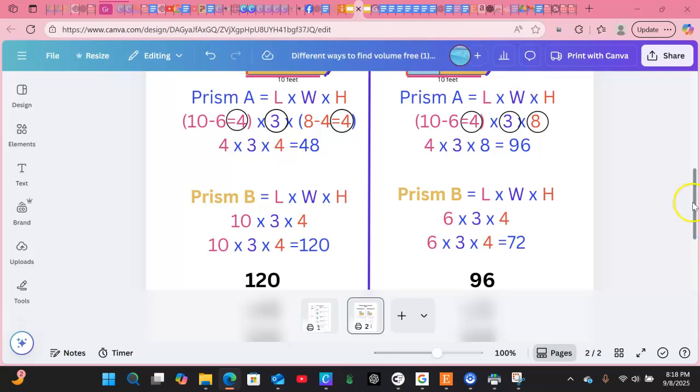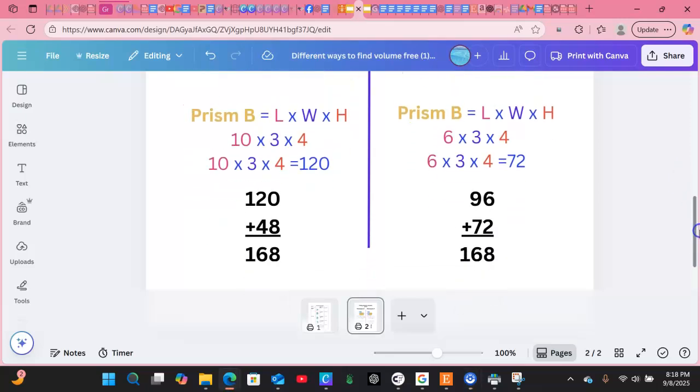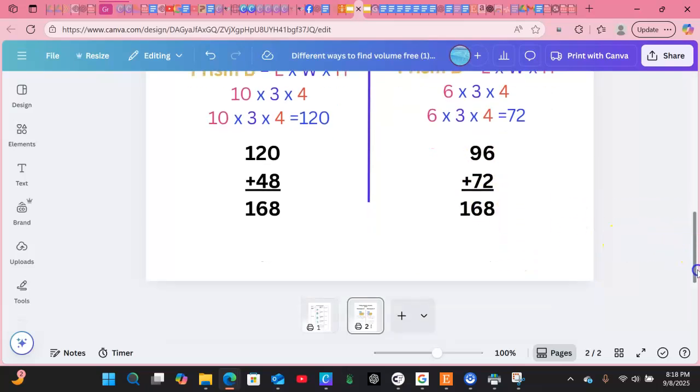Now we're going to take those two numbers and add them together because we have to now put them together, compose them back together. 6 plus 2, that equals 8, and 9 plus 7, that equals 16.